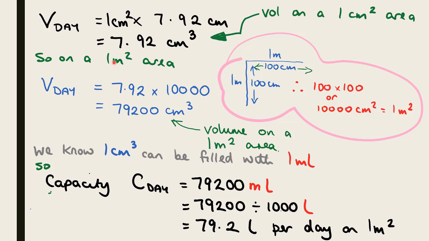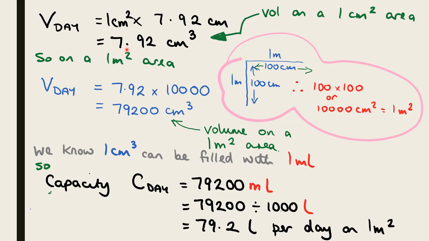So on a 1 meter squared area, instead of centimeters squared, I know that 1 meter by 1 meter, if I made that into a square, would be 100 centimeters and 100 centimeters. So that makes 100 times 100, or 10,000 centimeters squared that fit on a 1 meter square.